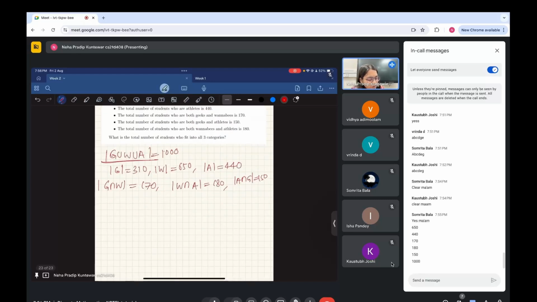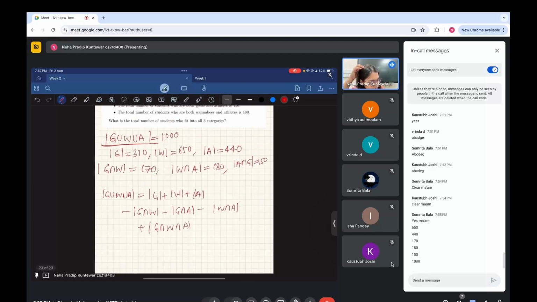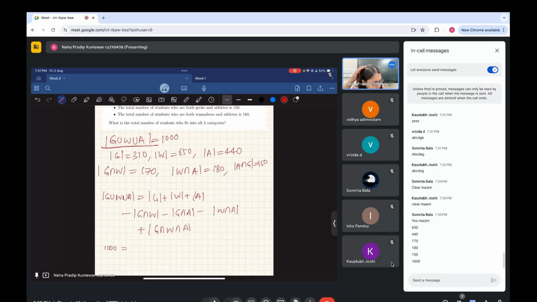So the cardinality of G union W union A is the sum of the cardinalities of G, W, A, minus the cardinalities of the pairwise intersections, and finally you add the intersection of all three sets. So we'll simply substitute the values that you have. So 1000 is equal to 310 plus 650 plus 440 minus 170 minus 180 minus 150 plus G intersection W intersection A. This is exactly what we wanted to find out anyway. So I'll just call this X for now, and we will solve this for X.